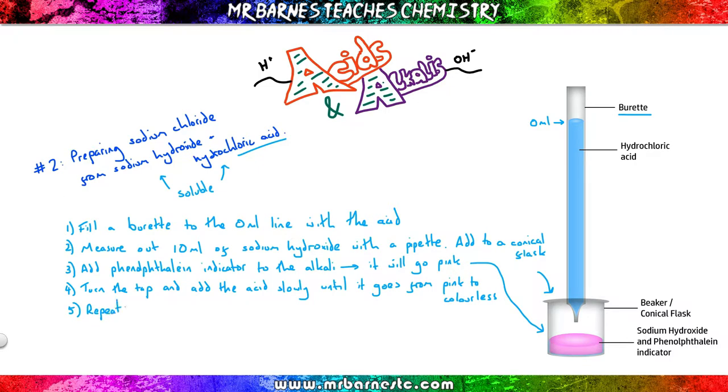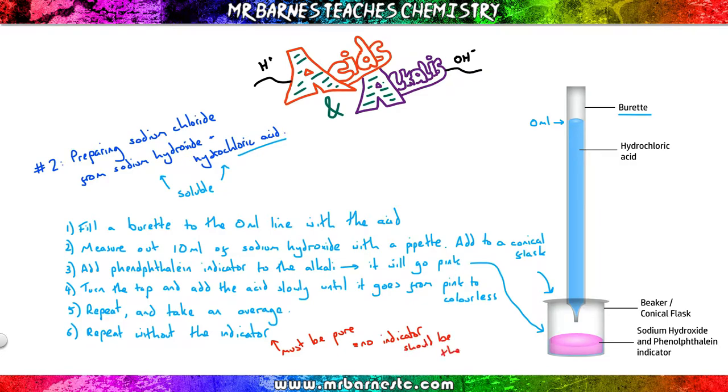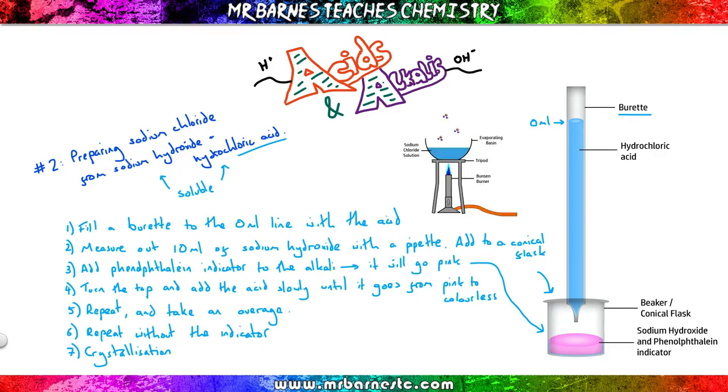Once you've done that, repeat all those steps again. Take an average. Once you have your average, you then need to repeat it without the indicator. Reason for that being, it must be pure. If you have your indicator in there, your sodium chloride crystals will not be pure because you'll have phenolphthalein with them. So you must do it without an indicator. Once you've done that, use your crystallization technique. Place your sodium chloride solution into an evaporating basin, heat it, evaporate off about half the water, leave it to cool, and you'll get your sodium chloride crystals.